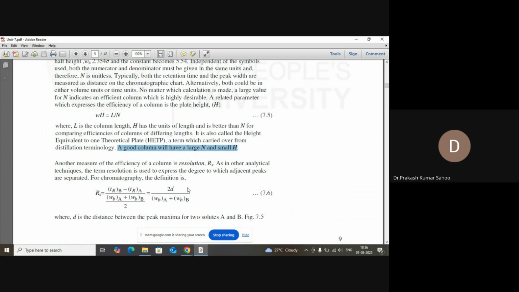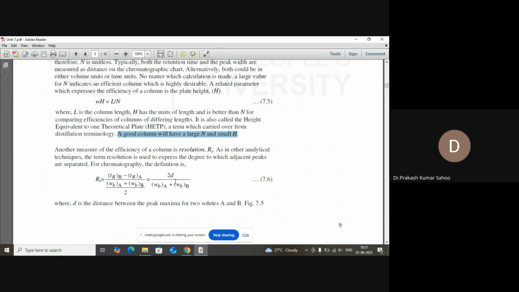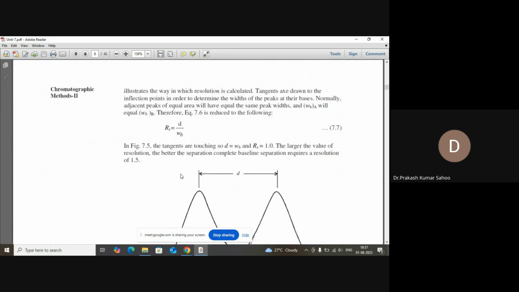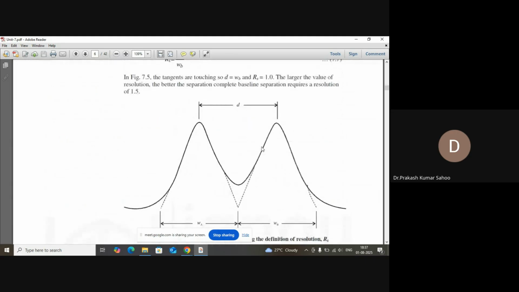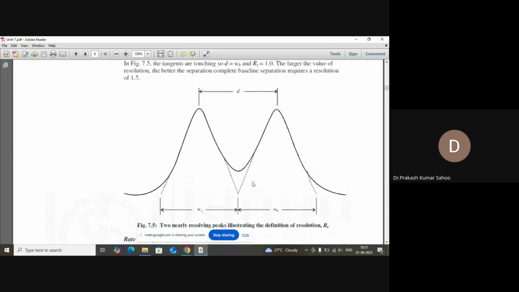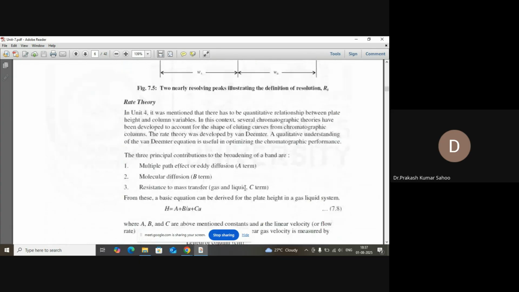This is another measurement, the resolution of the column, and this is the respective equation we have. We just go through this. That equation is now reduced to R equal to D by Wb, where D is the distance between two consecutive peaks, and Wb is the distance between the lower parts where the tangent is drawn and the distance is measured.